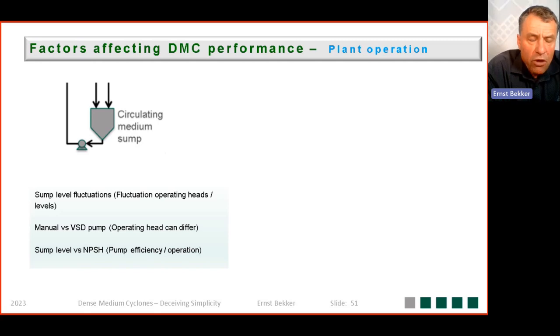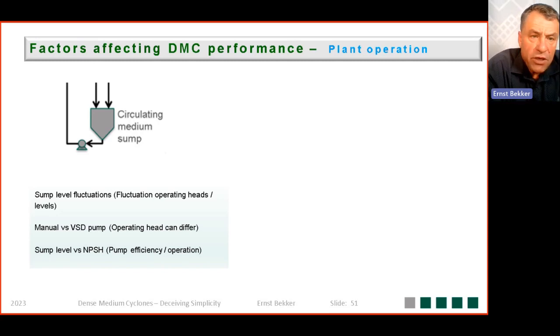On the manual pump, the operating head is normally selected to be slightly higher so that it compensates for the wear on the pump impeller. So as the pump impeller wears, the operating head will drop until it reaches then our minimum recommended limit. On the VSD, you can speed up the pump to maintain the correct operating head continuously. Sump level versus the net positive suction head on the pump.